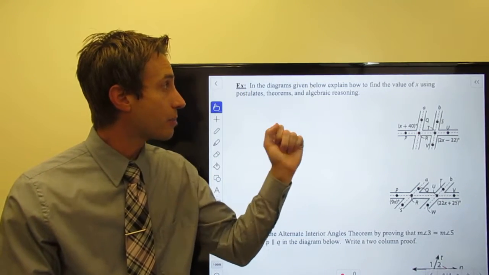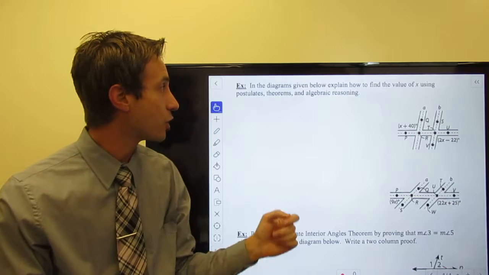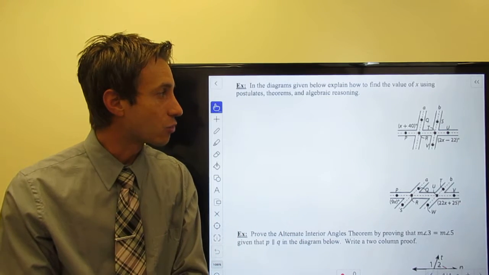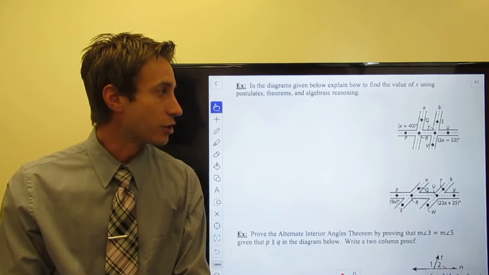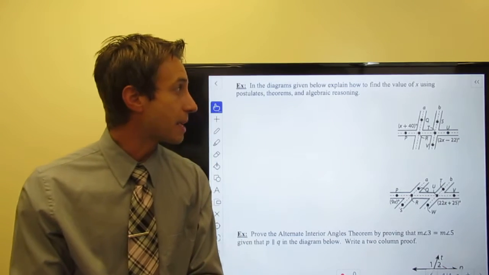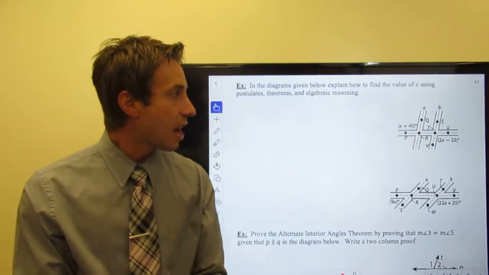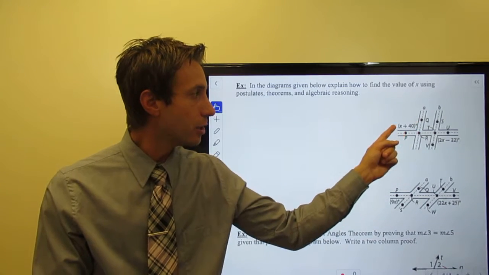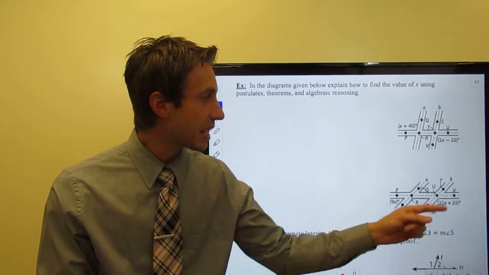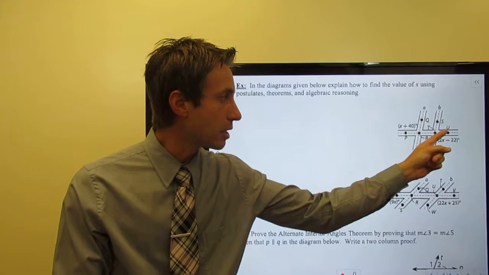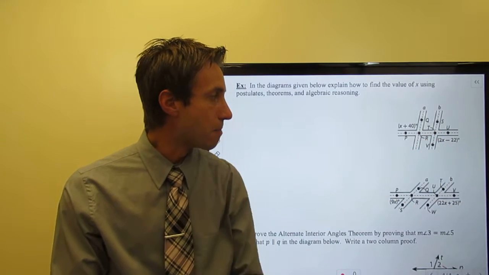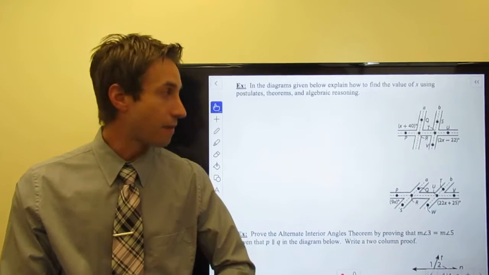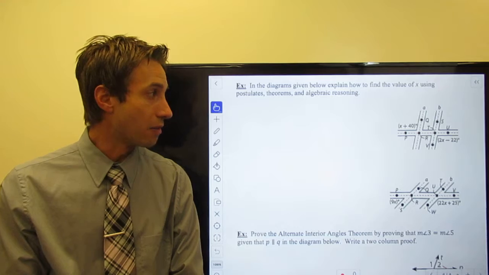In the diagrams given below, explain how to find the value of x using postulates, theorems, and algebraic reasoning. So let's just jump right into this. Here's what I've been given. We're trying to find the value of x. I've been told that this angle right here, PRQ, is x plus 40. And this angle down here, VTU, is 2x minus 22. I need to figure out how do I find the value of x.